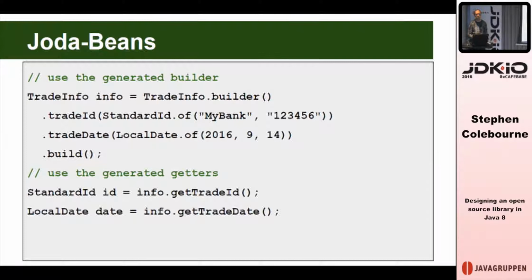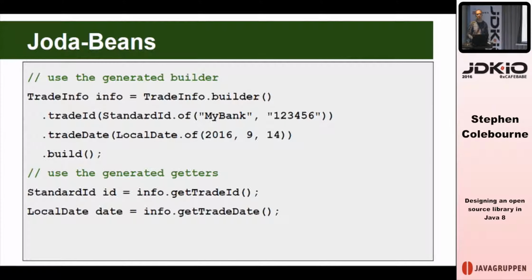What does it look like to use it? Well, it's a builder, as you'd expect to see. You probably have used them on immutable classes. They're just a pain to write. So TradeInfo.builder, .tradeID, set the trade ID, .tradeDate, set the trade date, .build, and I've got my TradeInfo object. And I can use the generated getters nice and easily. So it takes away the pain of using immutable objects.